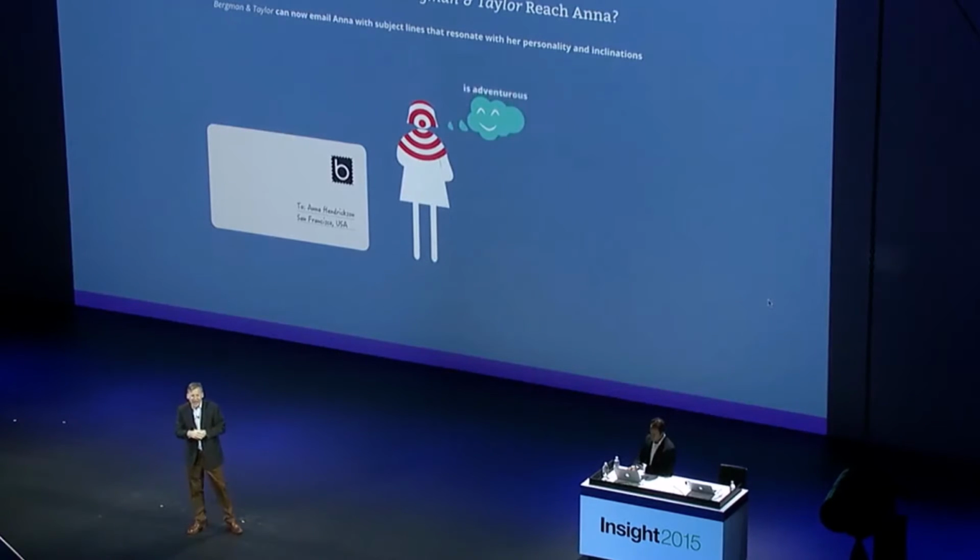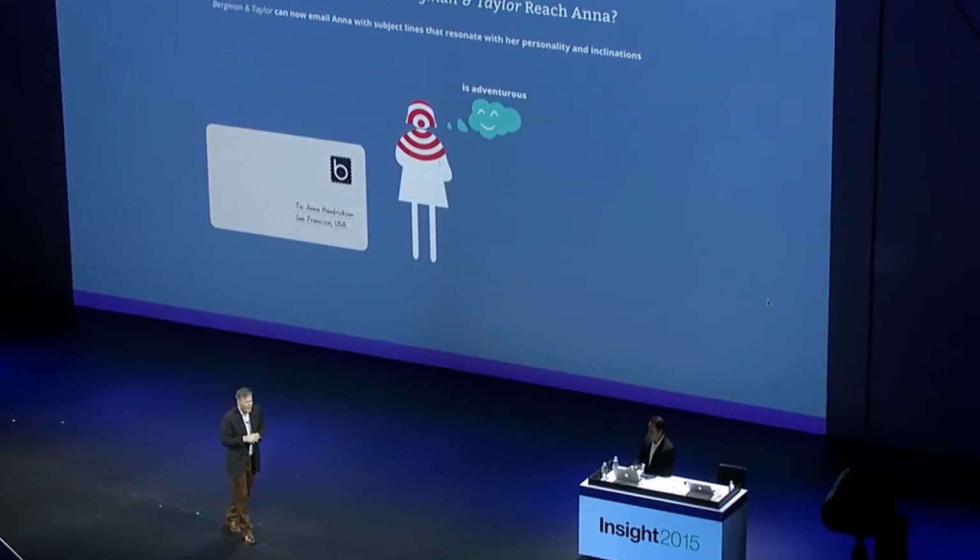The first one would be in a direct email campaign. So knowing that Anna is adventurous and that she pins a lot on message boards, we can use that information to talk to her differently, perhaps change the subject line. We could use action words instead of passive words like buy or win for an adventurous personality type, which will get us higher open rates.